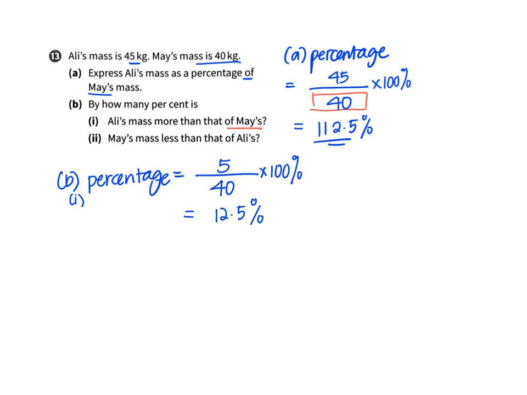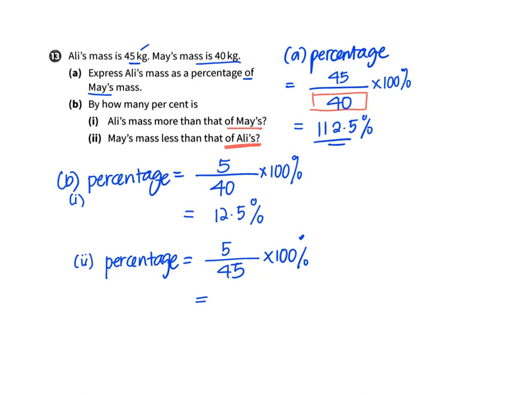So let's take a look at part 2. Part 2 says, by how many percent is May's mass less than that of Ali? So how much less is it? It's 5 kg less, isn't it? But I want to find the percentage now. I know very clearly it's 5 kg, but which base value do I want? They say May's mass is less than that of Ali's. So "of Ali's" means the base value is Ali's mass, which is 45 kg, times 100%.